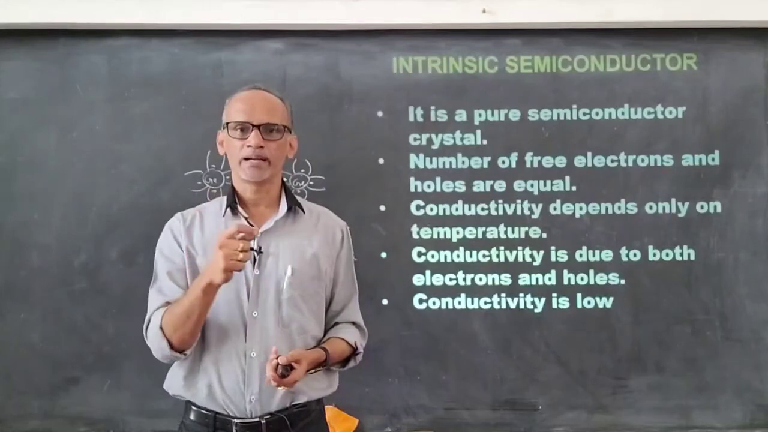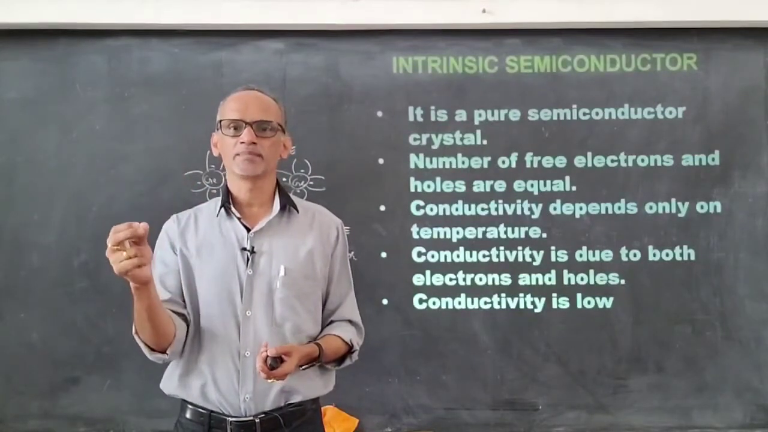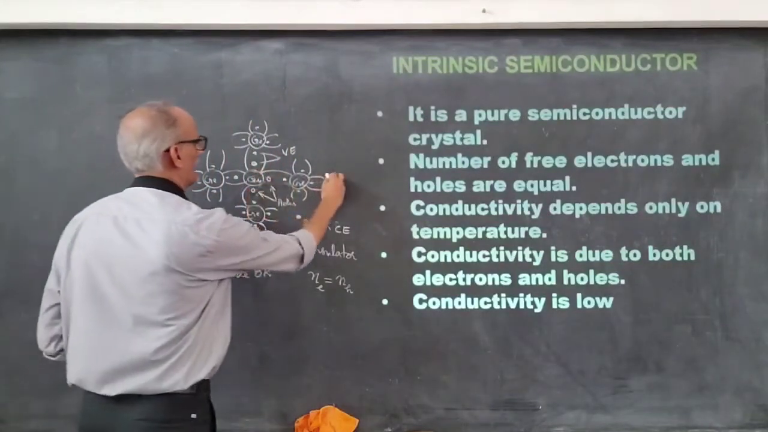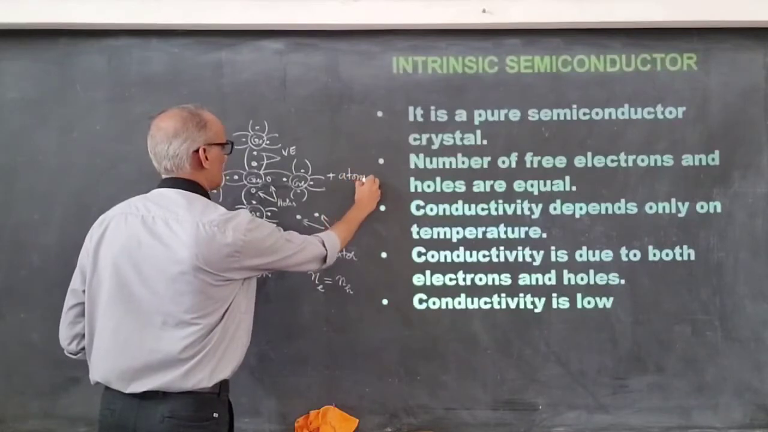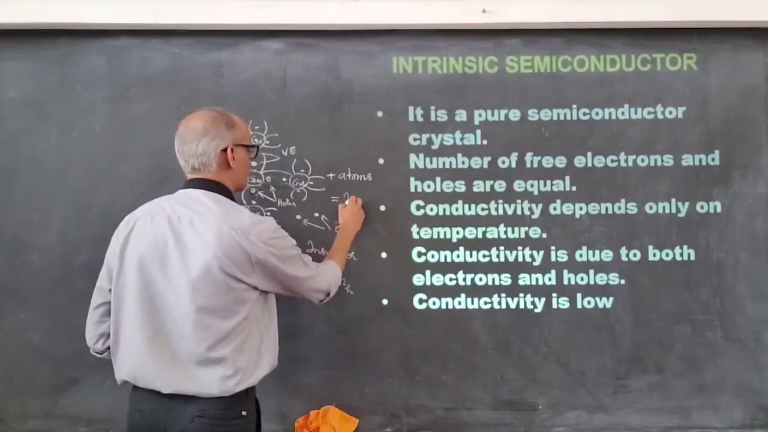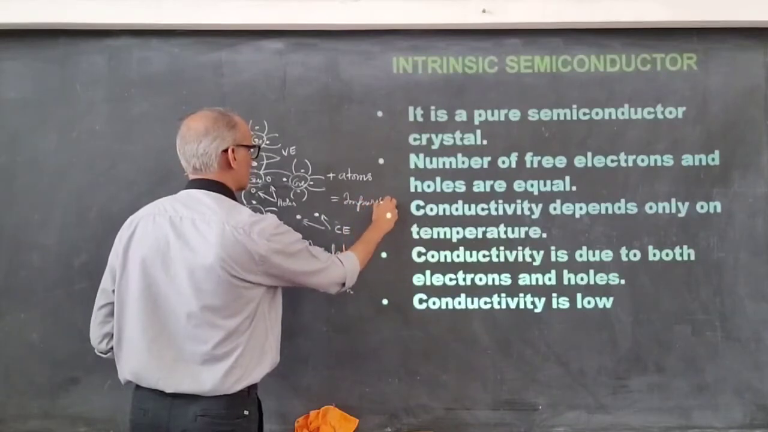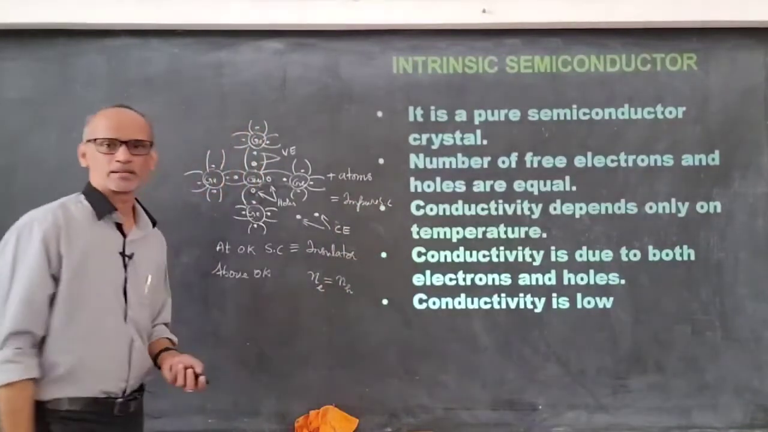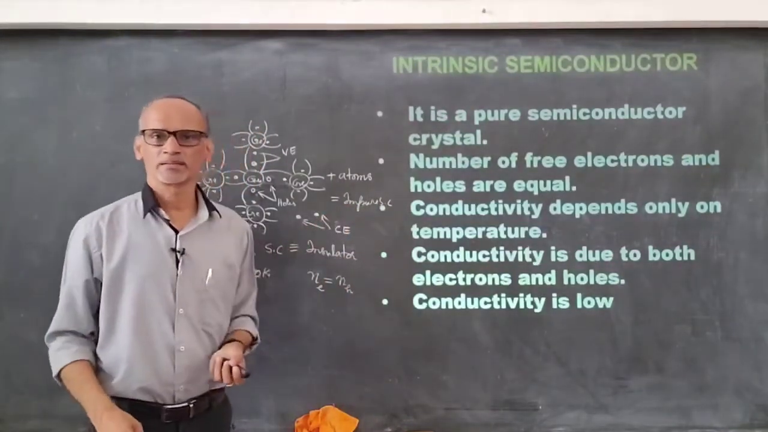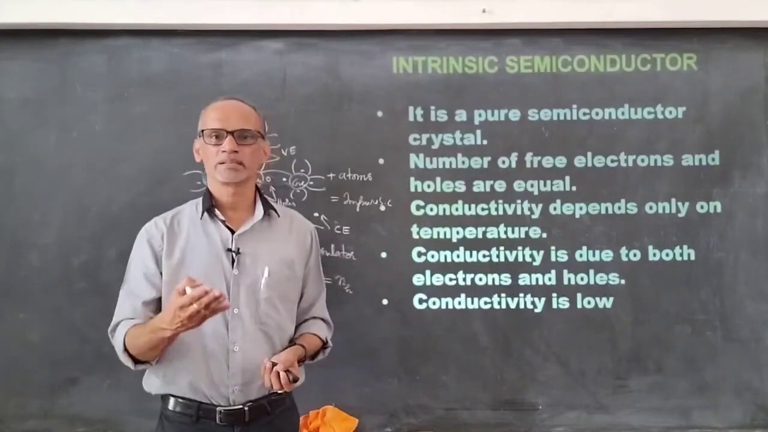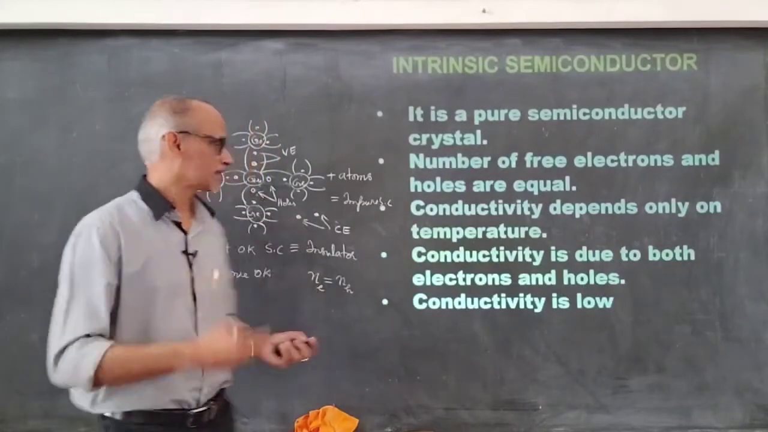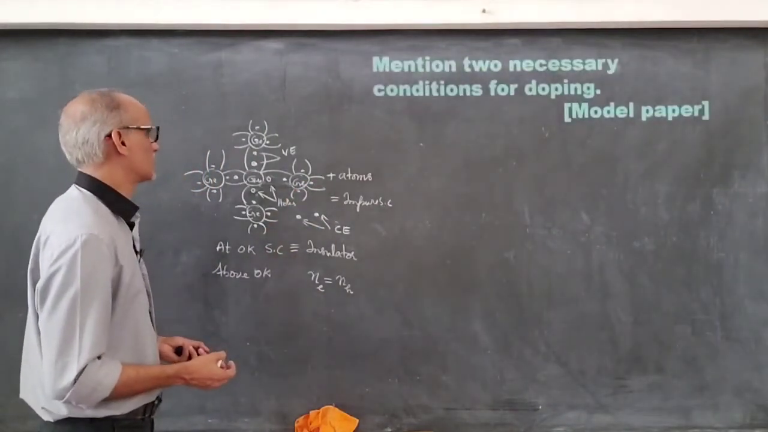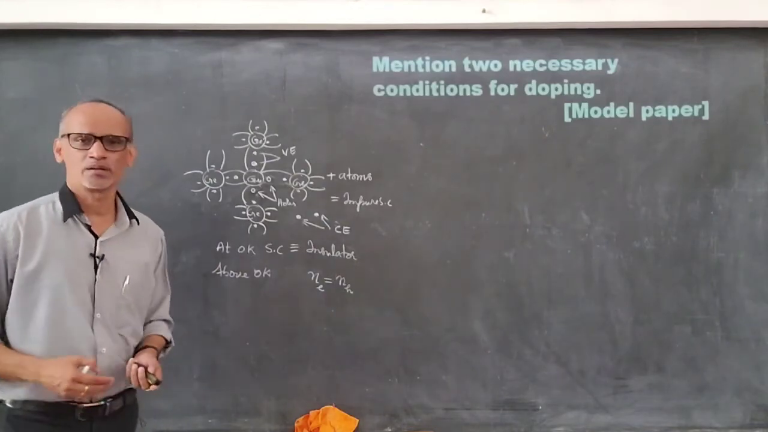Doping is adding some suitable atoms to a pure semiconductor. So you take a pure semiconductor, add some suitable atoms, and then you will get an impure semiconductor, and when we get that impure semiconductor, we can increase the conductivity. What are the conditions under which the atoms have to be added? So, mention two necessary conditions for doping.